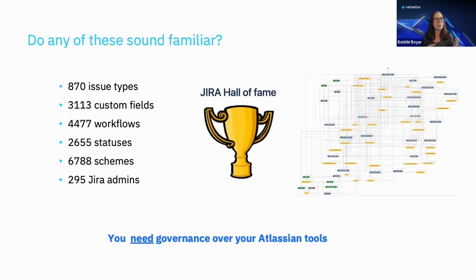Or maybe you've seen where you have hundreds or thousands of issue types or custom fields or workflows, statuses and schemes. If you have more than a handful or a dozen Jira admins, then you have a lot of cooks in the kitchen. And so that can also lead to what we affectionately call the wild, wild west. Some people call it Franken Jira. But those are indications that you have a need for some governance over your Atlassian tools.